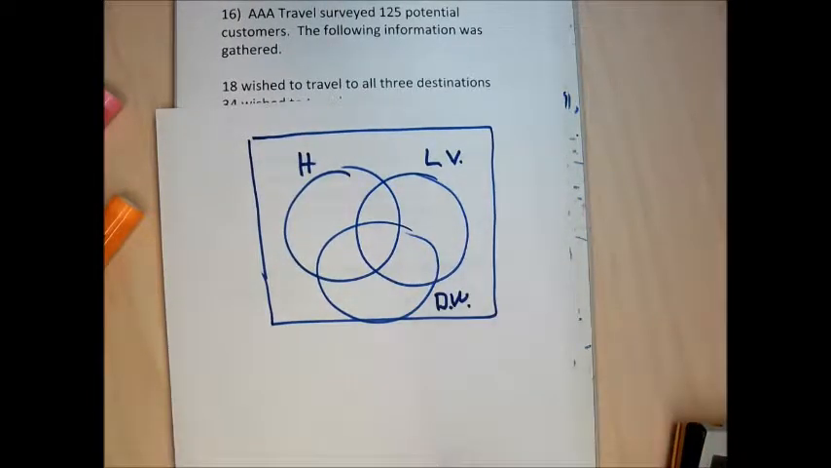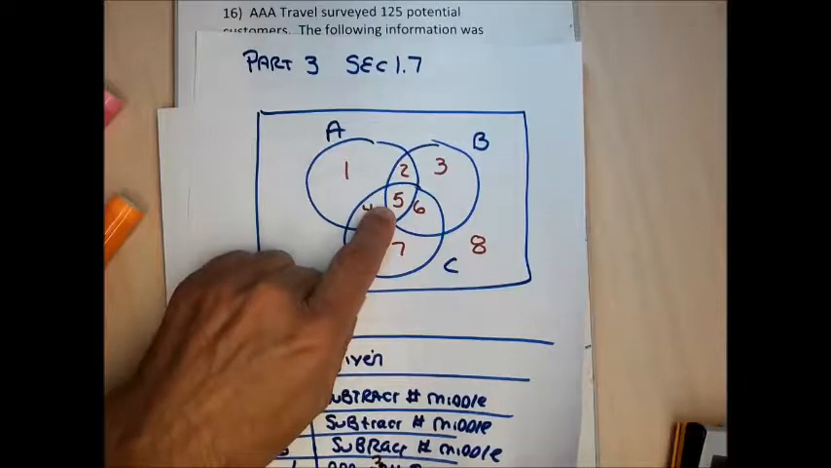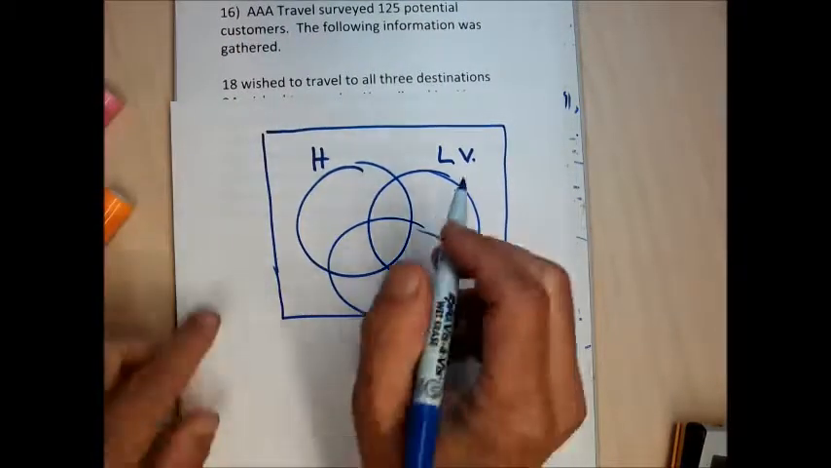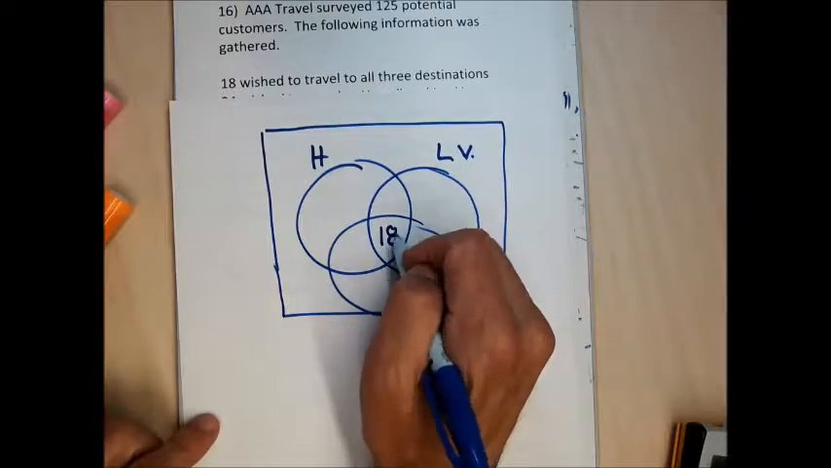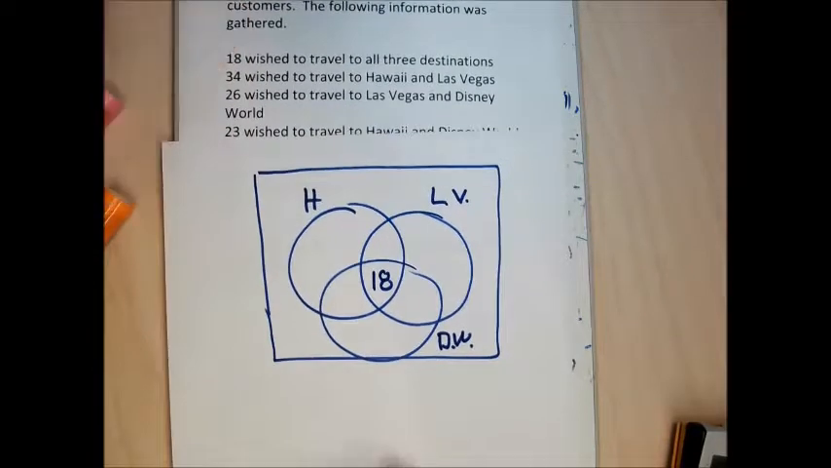How am I going to fill in the Venn diagram? I'm going to start off by putting region 5, which is given. That's the 3 of a kind, and in this problem, there were 18 that wanted to go to all 3 destinations. That's my region 5. It's given, it's done.